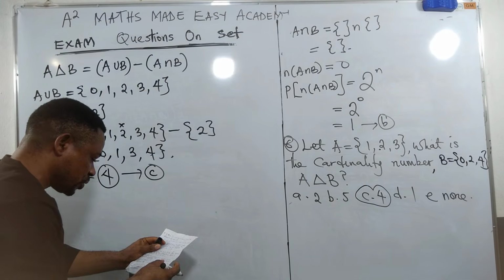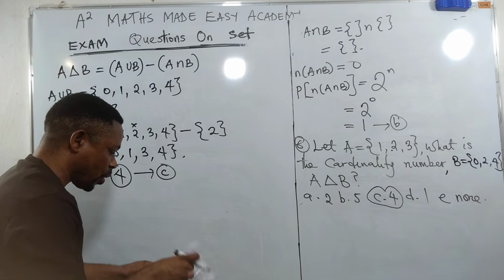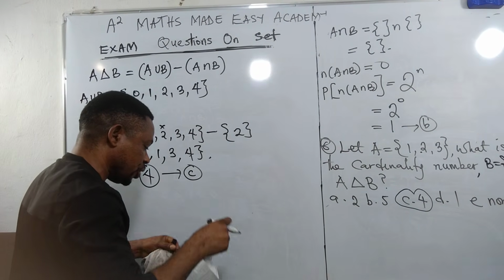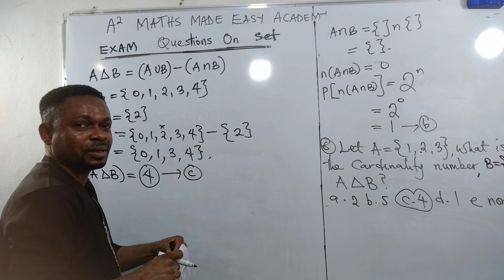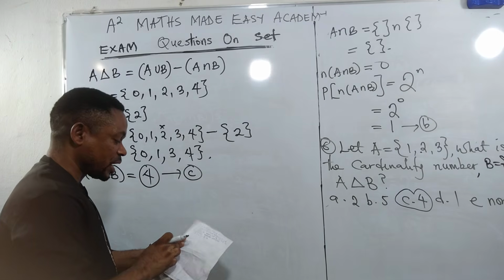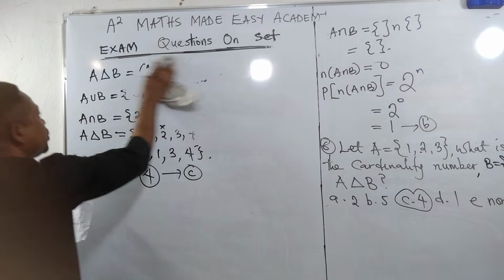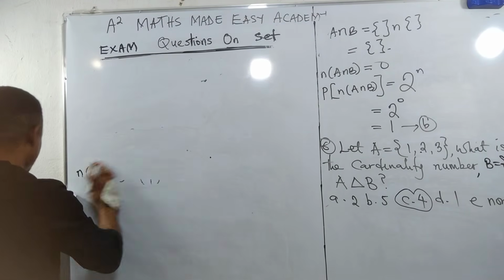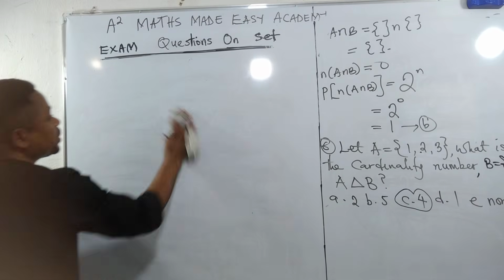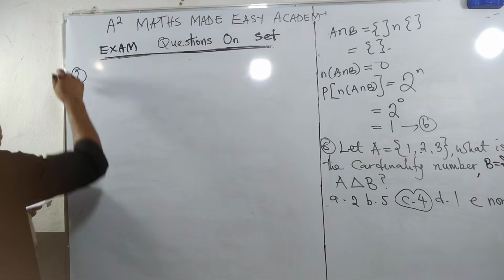Well, now we are almost ending the part of what we call set theory. Now the last question. I want you to observe this now. What is the last question? The last question, which is question number 7, is this. I want you to verify this.